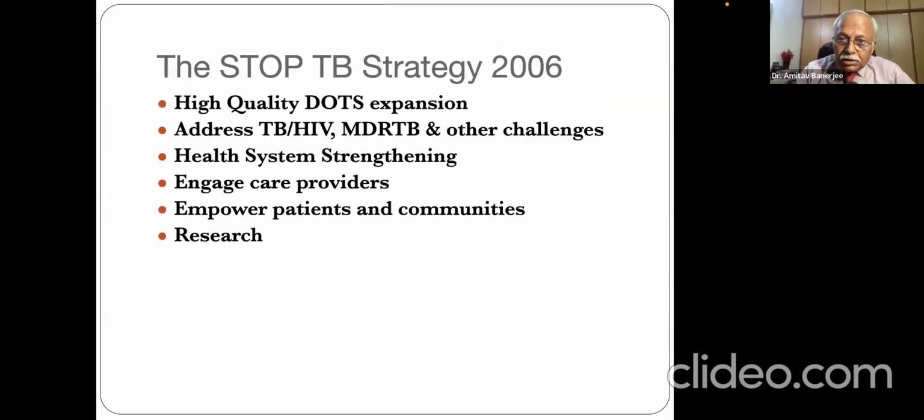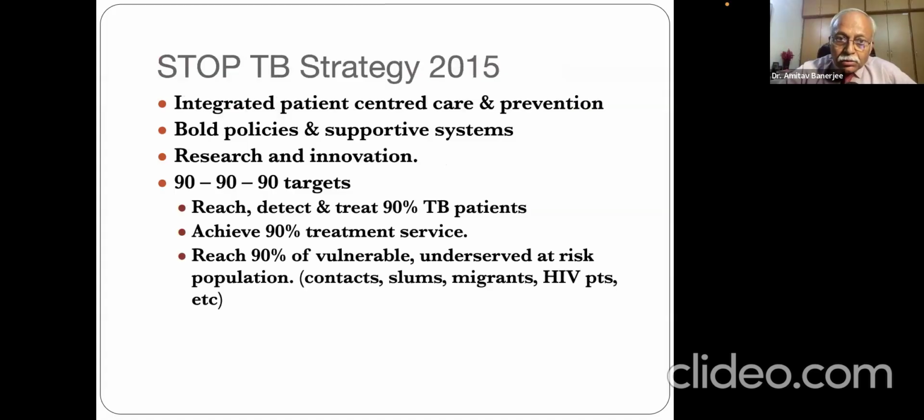The Stop TB strategy was adopted in 2006: high quality DOTS expansion, address TB-HIV, multi-drug resistant tuberculosis and other challenges, health system strengthening, engage care providers, empower patients and communities, and research. So these are the domains for the Stop TB strategy. Then in 2015, again, the strategy was integrated patient-centered care and prevention, bold policies and supportive systems, research and innovation, and 90-90-90 targets. That is, reach, detect, and treat 90% of TB patients.